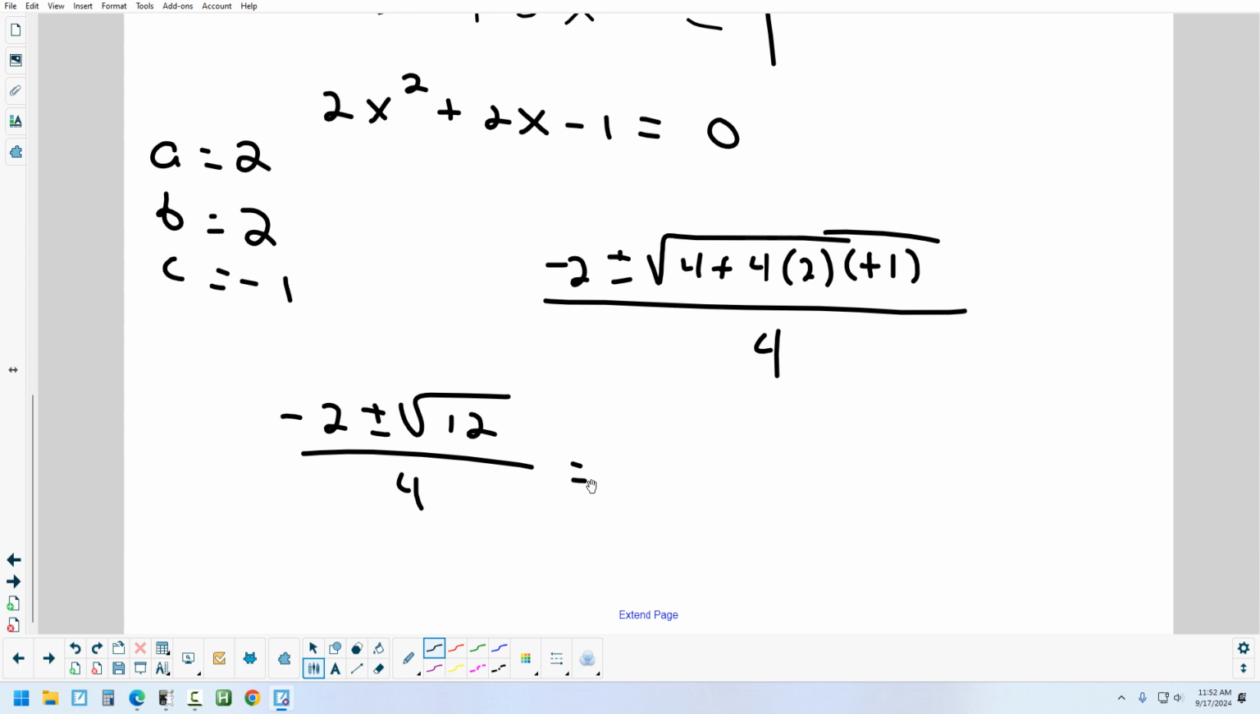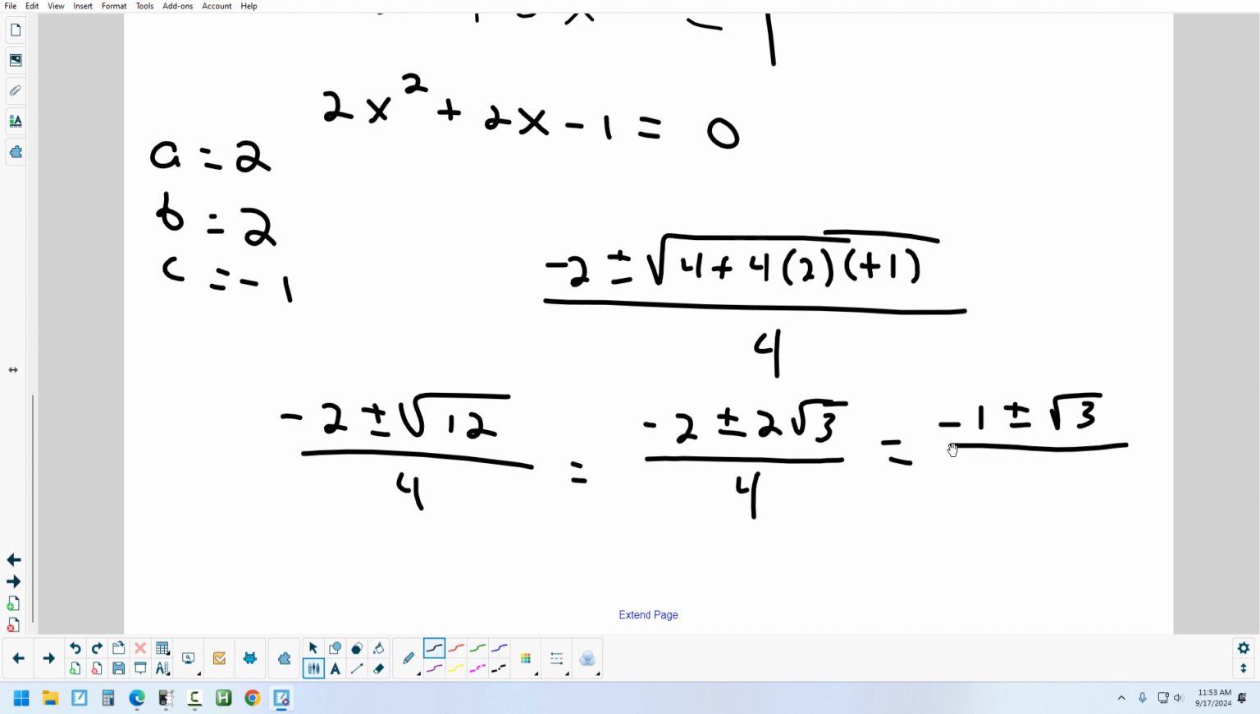Okay, and how can we reduce the square root of 12? What would that turn into? So we did this when we did the distance formula, I think. Yeah, 2 square root of 3. That would be 2 square roots of 3. And now, everything that's outside of the radical is divisible by what? 2. So yeah, we need to divide everything by 2 to reduce that as much as we can. So negative 1 plus or minus root 3 over 2. And that's your final answer.